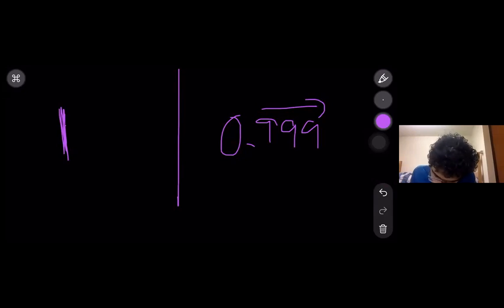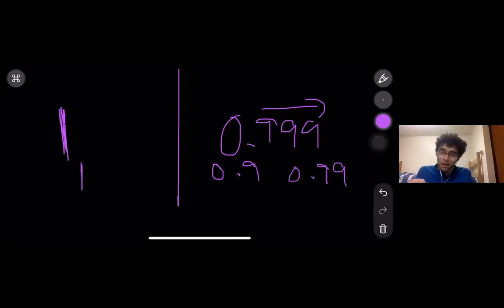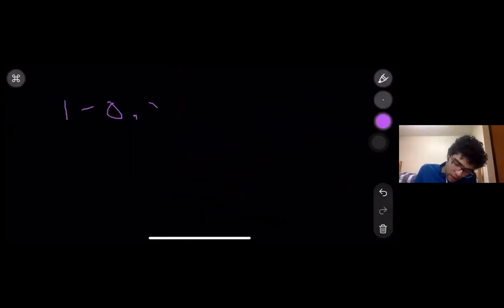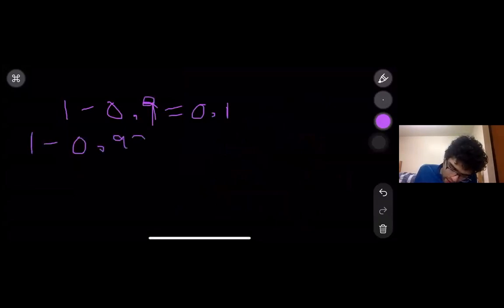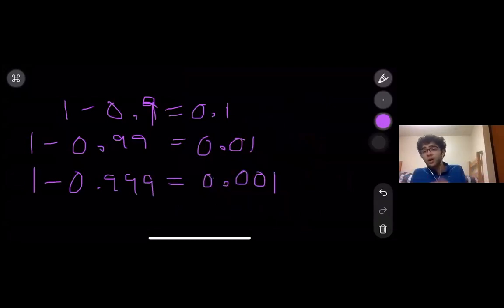We'll start with comparing 1 with 0.9. Then we will compare 1 with 0.99. Then we will compare 1 with 0.999 and so on. And we will see what will happen. Okay. So if I compare 1 and 0.9, I have 1 minus 0.9 equals 0.1. Next, if I do 1 minus 0.99, I get 0.01. If I do 1 minus 0.999, I get 0.001. And this keeps going on.